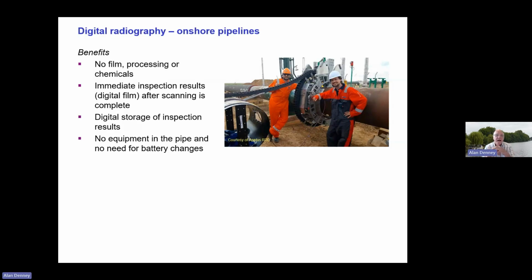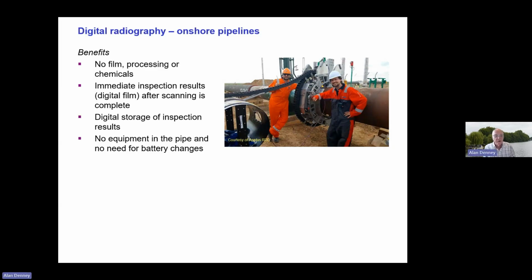In general, there's no film, no processing, no chemicals, and you get instantaneous inspection results. The problem with film radiography is that you've got to wait and develop the film and then inspect it, and that takes minutes, and sometimes those minutes are crucial in terms of the progress of the job, particularly in pipeline work. With digital, you get your results instantly. You can interpret them within seconds and call up repairs.